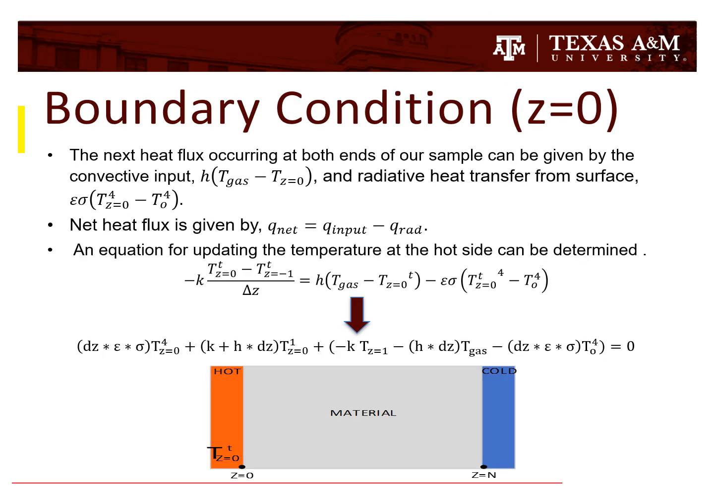We now need to apply the finite difference method to our boundary conditions. We will first start with the hot side, z equals 0. The boundary conditions will have two parts to them. They will have a convective input and a radiative heat transfer from the surface, which will be due to the environment that our sample is in. The net heat flux can be given by the input minus this radiative loss.